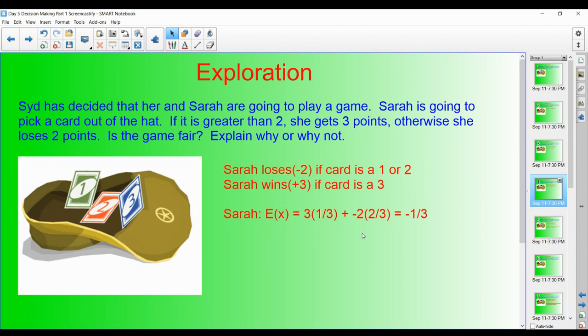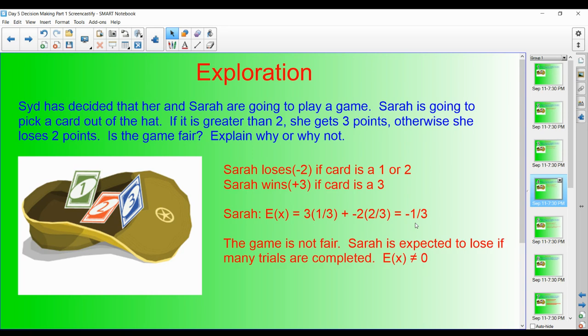So it's expected that Sarah will lose 1/3 of a point per game. She's either going to win 3 or lose 2, but on average, she should expect that every time she plays, she will lose another third. So, not fair. Not a fair game for Sarah. Sarah probably shouldn't play this game because she's expected to lose if she repeats many, many trials.